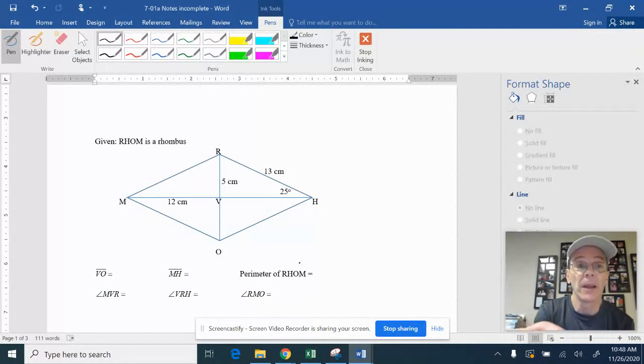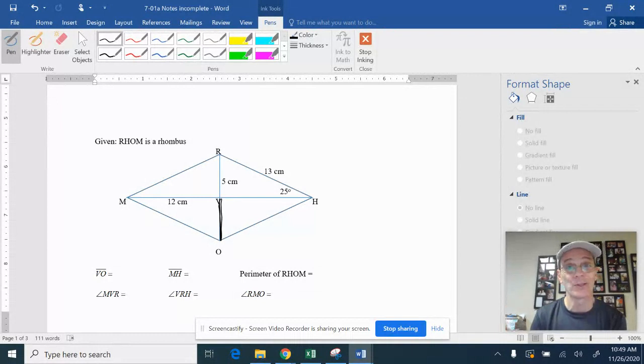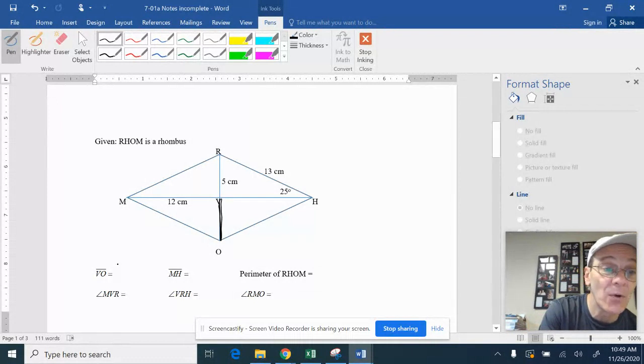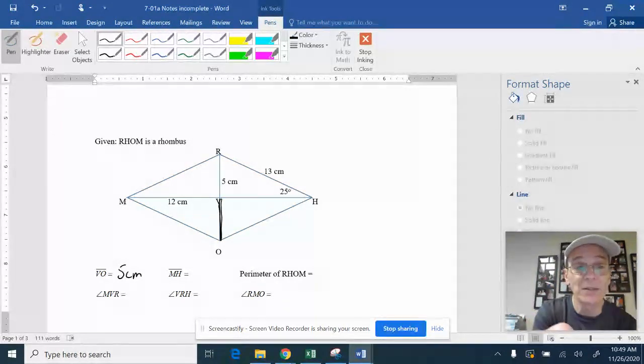So let's get after it. I've given the measures of certain things. I'm asking for the measures of lots of other things. First one here, segment VO. Well, because this figure is a rhombus, segment VO is going to be congruent to some other segment in this picture. Guess which? Yeah, segment RV, which is 5 centimeters long. So VO is also going to be 5 centimeters long. If I had asked you the length of RO, you'd be able to tell me, well, RV is 5, VO's got to be 5, RO would have to be 10.